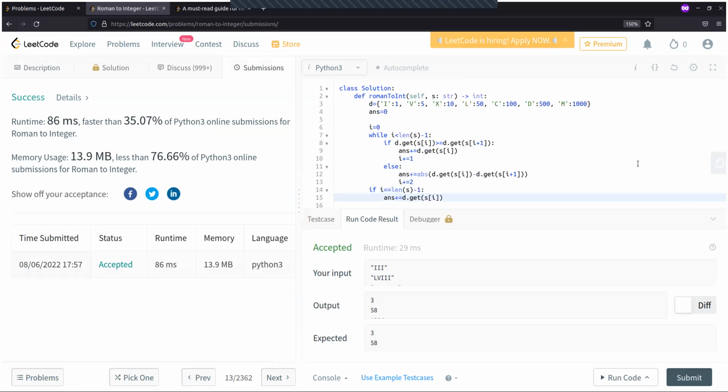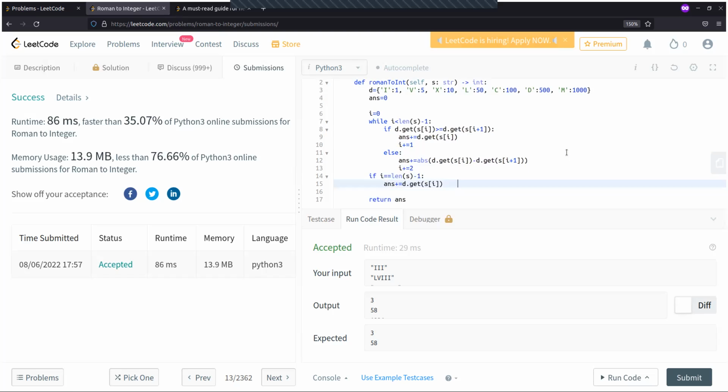So the time complexity in this case will be order of n because we are iterating over this string. The space complexity is also order of the length of the dictionary. We are just using an additional dictionary, so the space complexity will depend on the dictionary, and the time complexity on the string, which is linear time complexity.